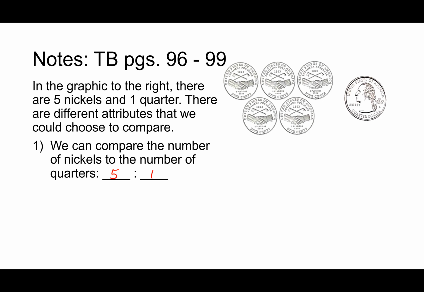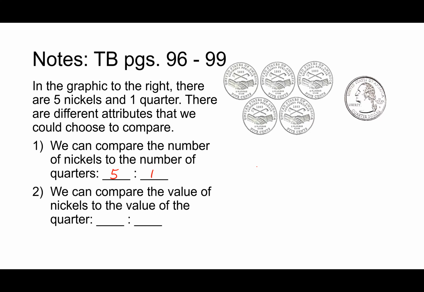It says we can compare the value of the nickels to the value of the quarters. What do we get if we do that? Cameron? We get 1 to 1 because the nickels are worth 25 cents, the quarters are worth 25 cents, and if we simplify that, we get 1 to 1.